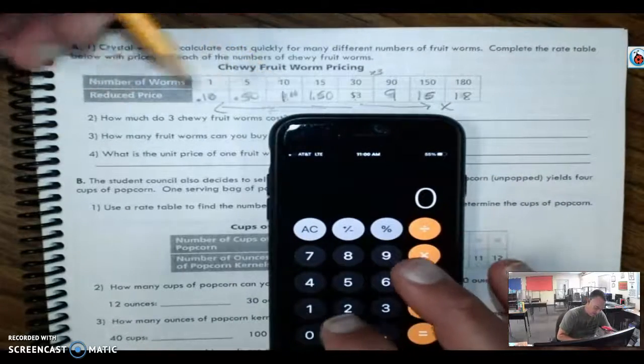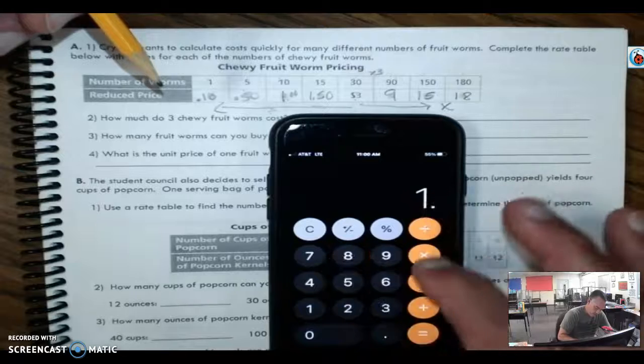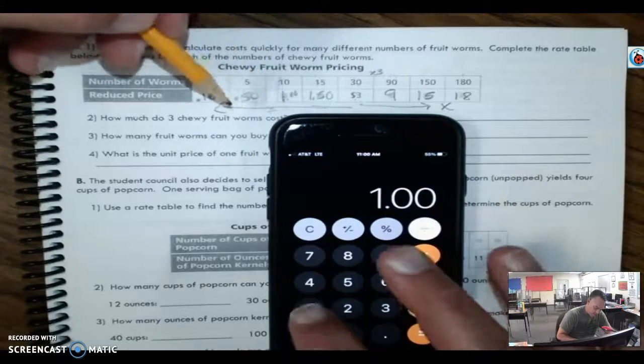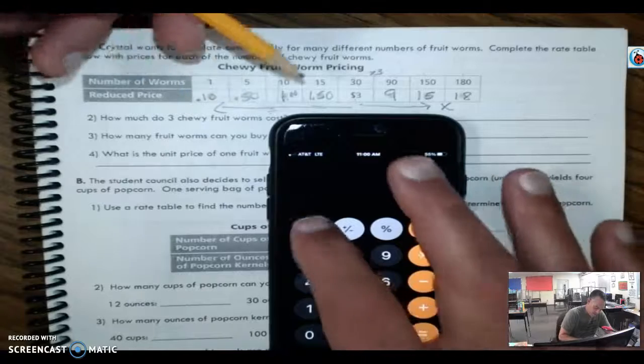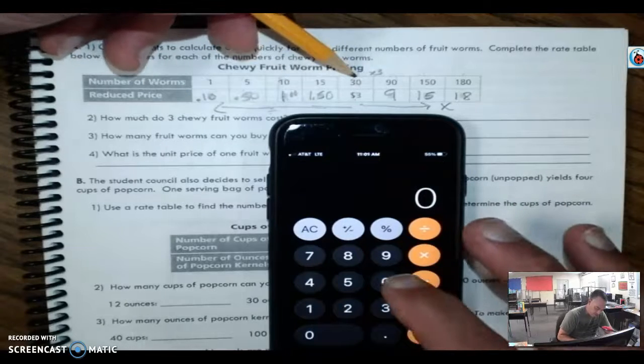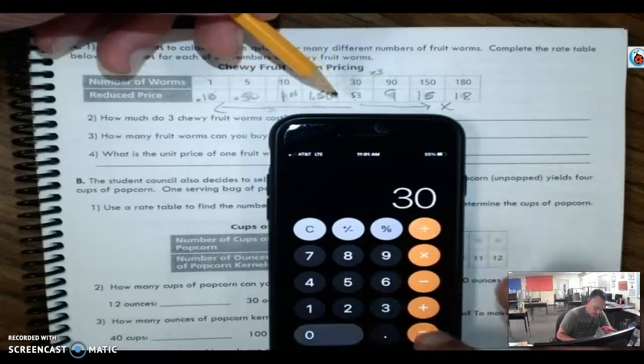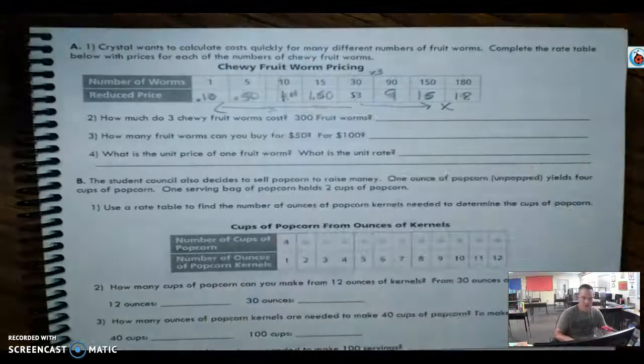So I'm going to take $1 divided by 10, because I'm just going from this one, is there. Or you could say, oh, I want to go from 30. And you could say 30 divided by 30 is 1. And 3 divided by 30 is 10 cents. So it's okay to use a calculator.